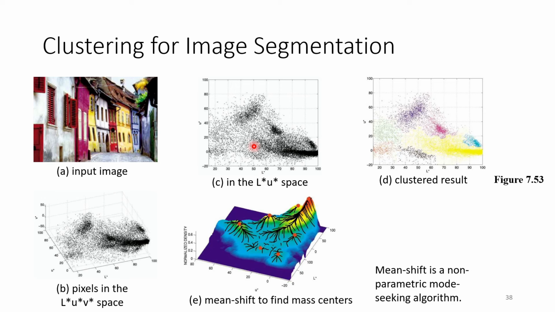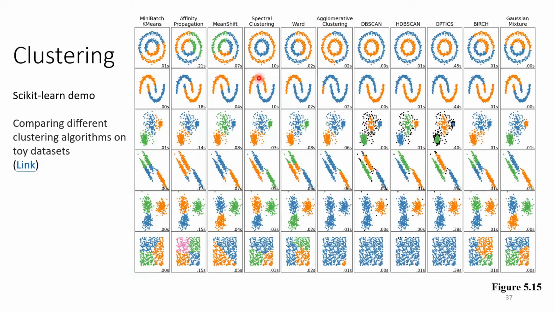So for the mean shift algorithm, the most interesting part is you don't need to assign how many clusters you want. The algorithm has one hyperparameter, but you don't need to specify the number of clusters. The algorithm will automatically create several clusters. Okay, so let's take a look at this.